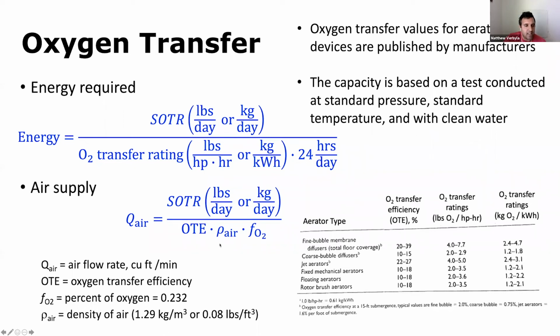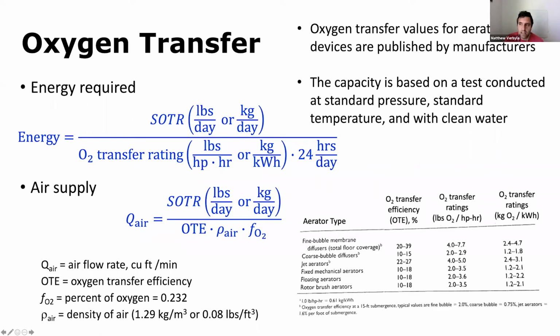Rho sub air, this is the density of air. So that's usually assumed to be equivalent to 1.29 kilograms per cubic meter, which is the same as approximately 0.08 pounds per cubic foot. And then F sub O2, this is the percent of oxygen in air. Technically, this can be corrected for elevation and other factors, but we typically assume a value of 23.2%. We represent that as a fraction, 0.232. So this would be assumed to be equal to 1 if you're using pure oxygen.